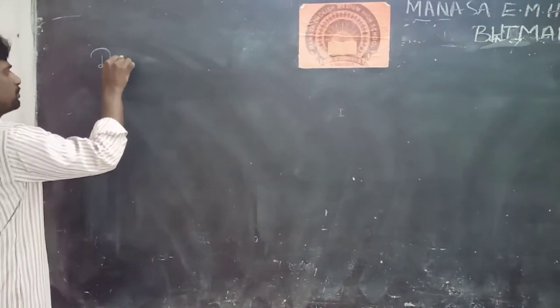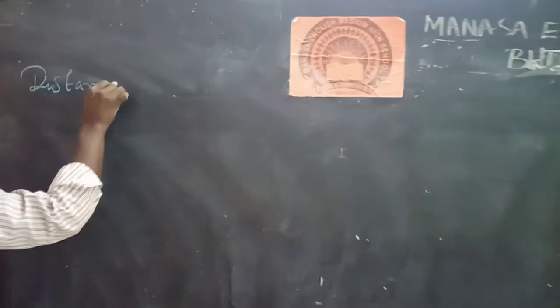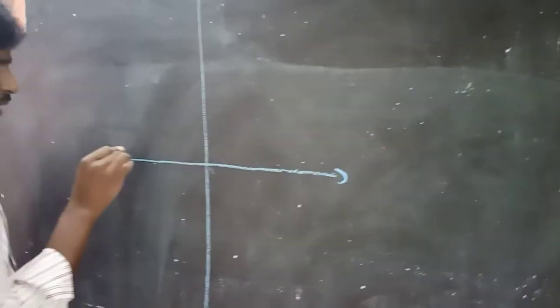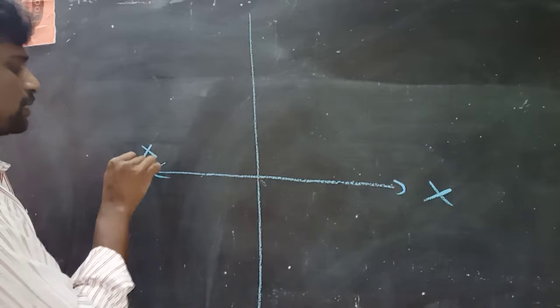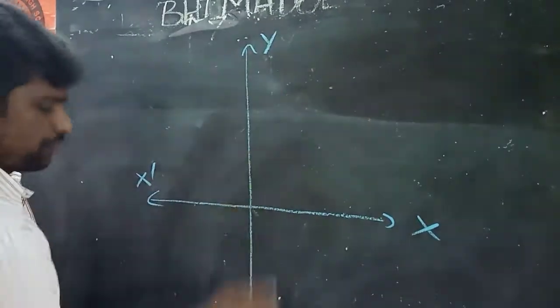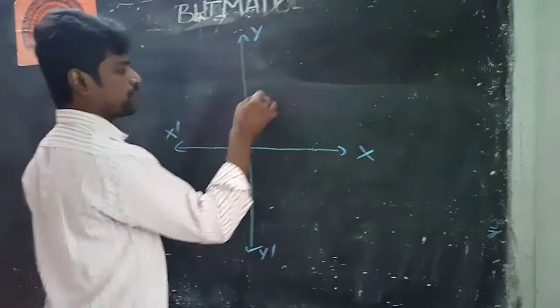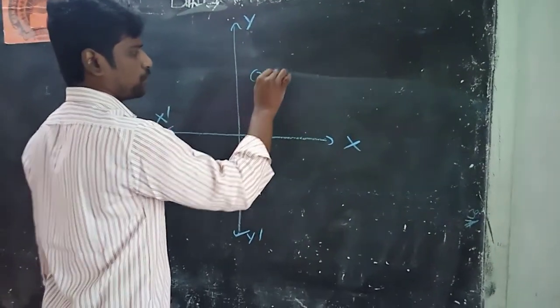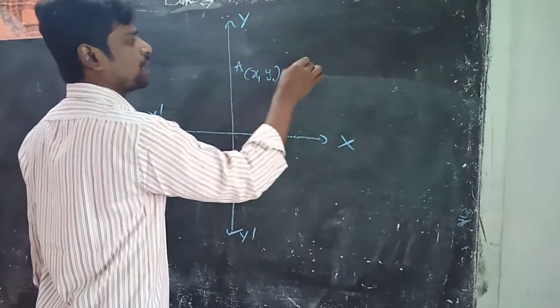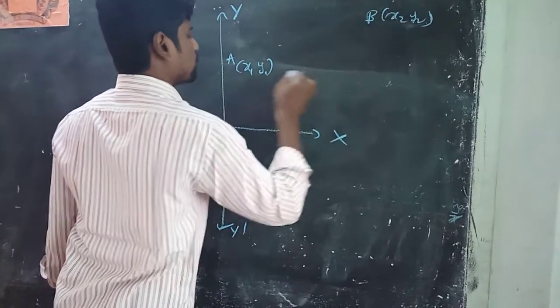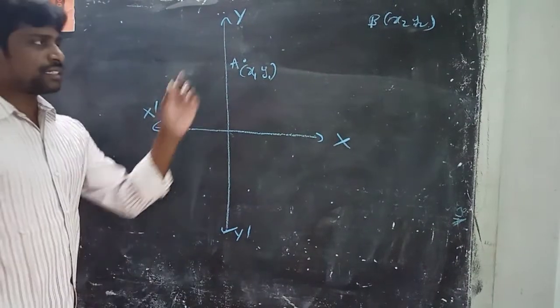Distance formula, the distance between two coordinates. Let us consider a coordinate plane. This is the x-axis, x dash. The vertical line is called the y-axis, y dash. Let us consider two points with coordinates A (x1, y1) and B (x2, y2).